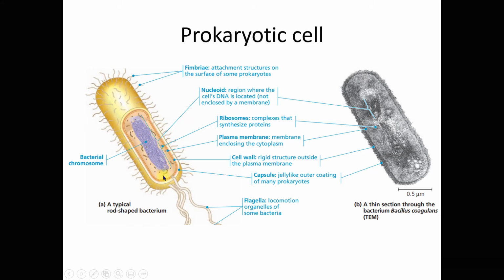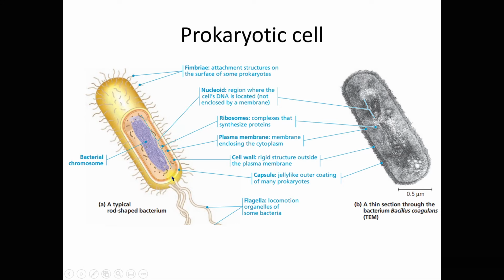Then we have the plasma membrane. Can you see the plasma membrane here? Look carefully. This is the plasma membrane that encloses the cytoplasm. After the plasma membrane, we have the capsule. Can you see the capsule here? This is the capsule. It's a jelly-like outer coating of many prokaryotes.